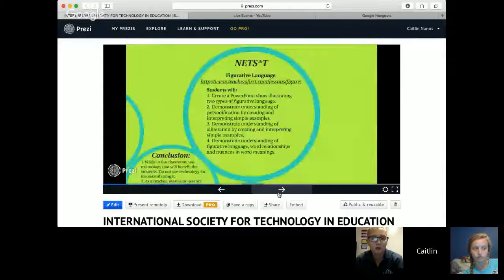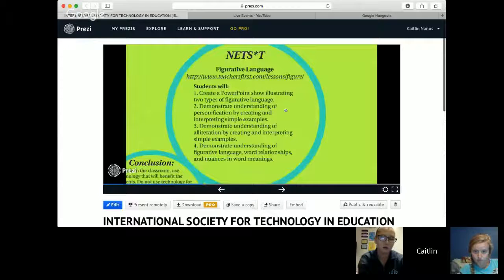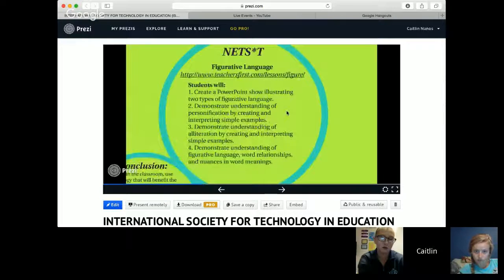My first example goes along with the first standard for teachers. It is a lesson called Figurative Language. What the students will do throughout this lesson is create a PowerPoint illustrating 2 types of figurative language. It helps them demonstrate an understanding of personification by creating examples, and an understanding of alliteration by creating and interpreting simple examples. It also helps them understand figurative language, word relationships, and nuances in word meanings.